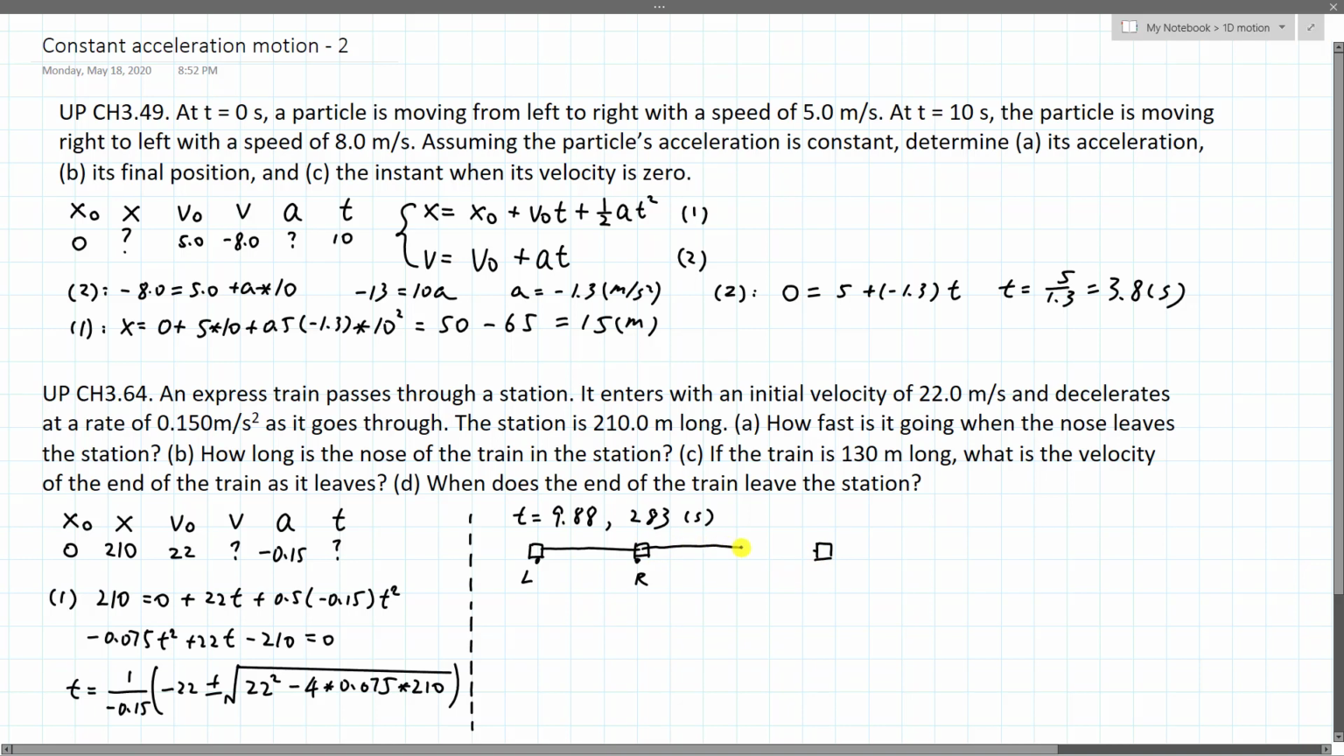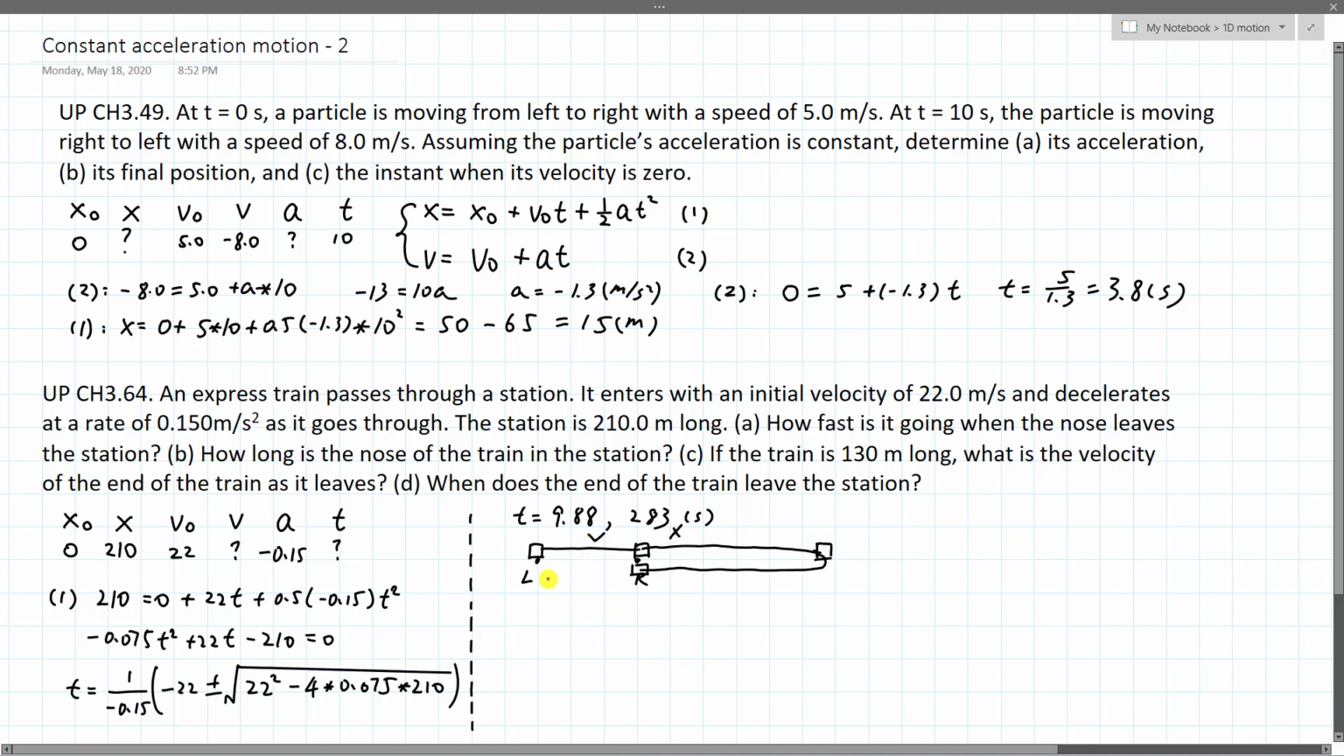Basically it moves past the station, slows down until it stops, and then it starts to come back to the station's right side. So this takes a much longer time than that, which is just passing through without slowing down, stopping, and coming backwards, right? So that is the wrong answer. This is the right answer. So we'll pick this time, 9.88 seconds.